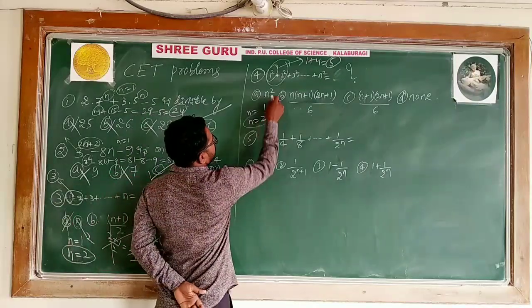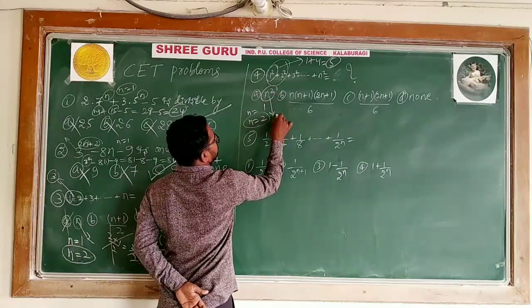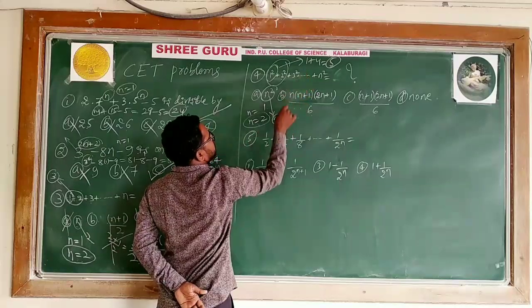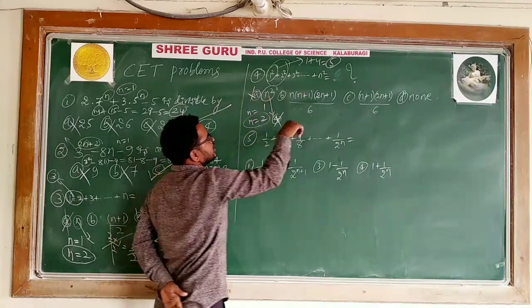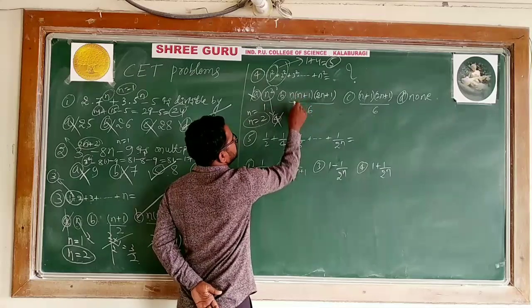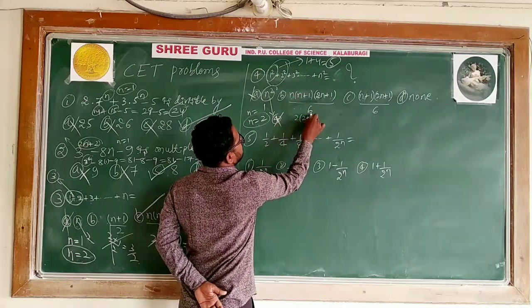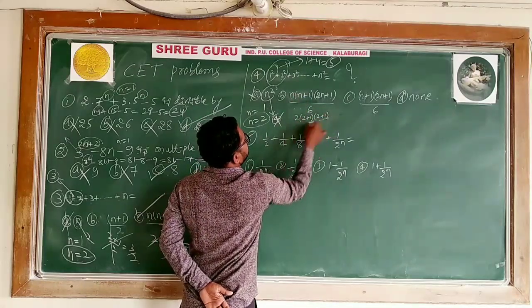n is equal to 2. 2 square is 4. 4 is not equal to 5. ಇದು ರಾಂಗ್. ಅಂದರೆ ಆಪ್ಷನ್ ಇದಾಗಲ್ಲ. n is equal to what you are taking? 2. n is equal to 2. 2 into 2 plus 1, yes, 2 into 1, this divided by 6.